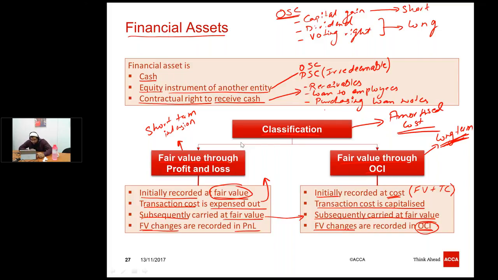Simran is saying that we always minus the transaction cost, whether it's a financial asset or liability. No, Simran. In assets, we add it, and in liability, we deduct it. This is the difference.